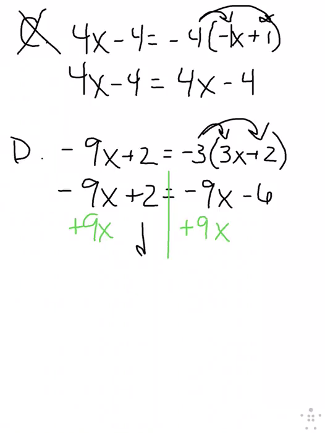We don't need to write zeros. I can just bring down the 2 and the negative 6. 2 does not equal negative 6, and so it is no solution. Letter D is the correct answer.